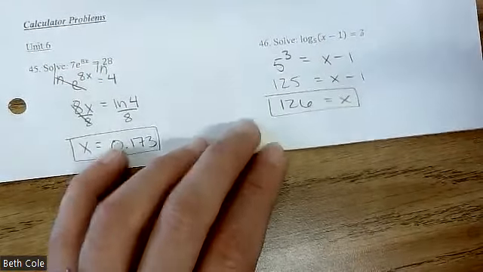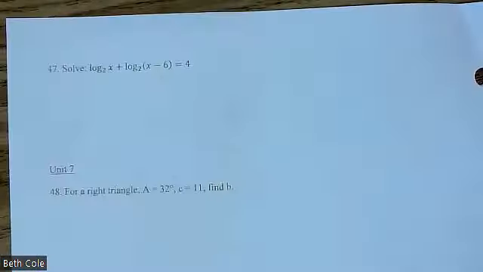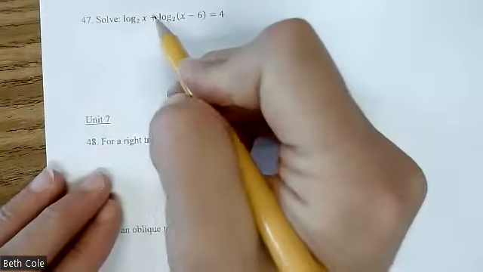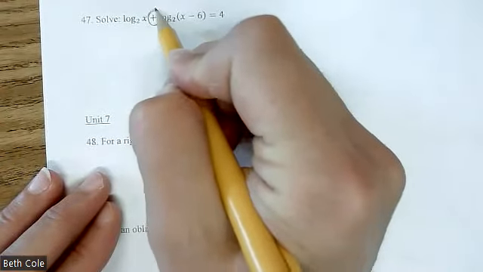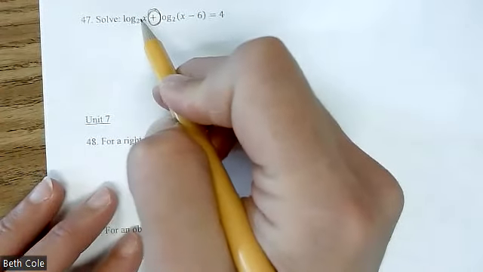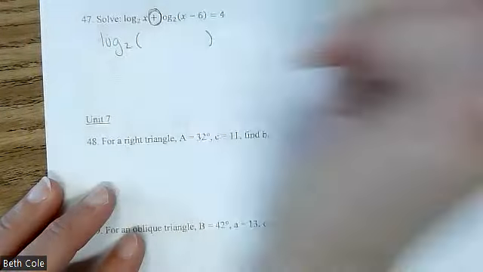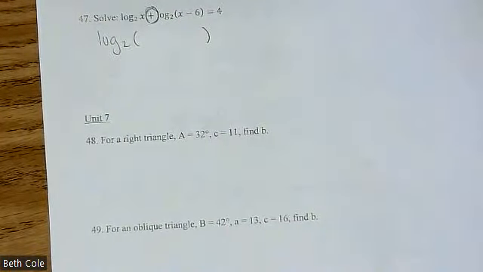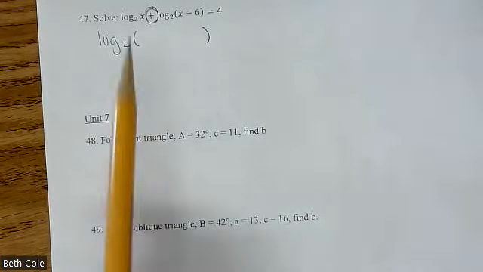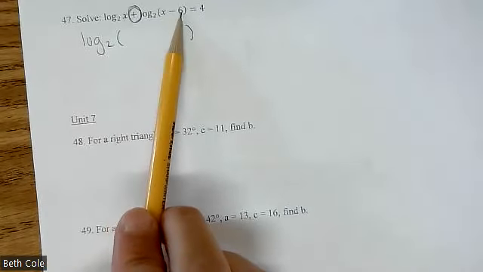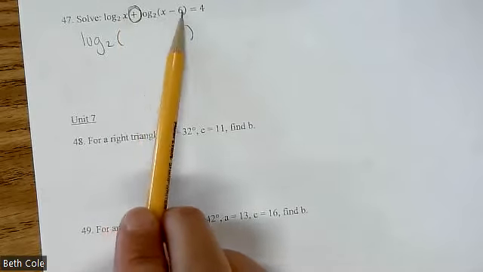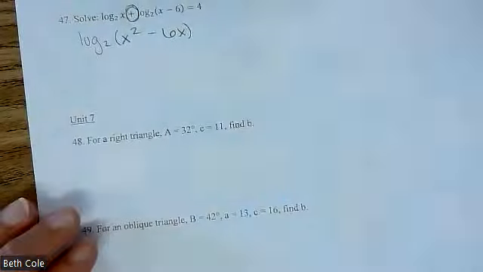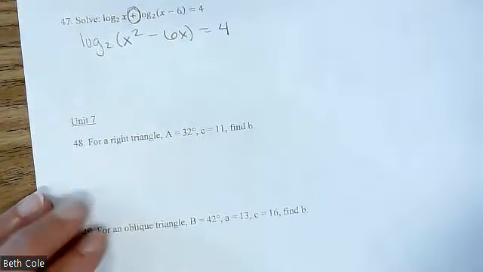So if you get stuck, what's the base? You're going to be okay. All right, do you see this plus sign here? That means you're going to multiply the stuff that is inside the logarithm. So I would write it out blank like that. And we're just going to multiply the x times the x minus 6. So if you distribute the x through there, it'll be x squared minus 6x and then equals 4.